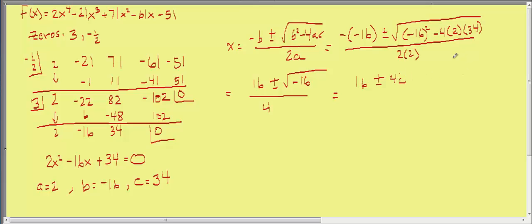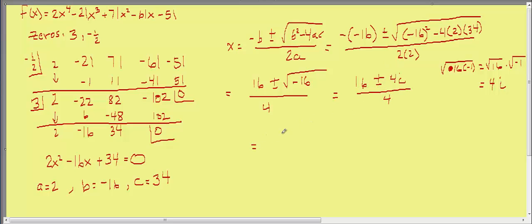4i. I didn't do this in the last video, but just to show you, negative 16 is 16 times negative 1. So we can split up radicals like this. That's how we get 4 and i. If you didn't remember, I just wanted to include that. So this is all over 4.